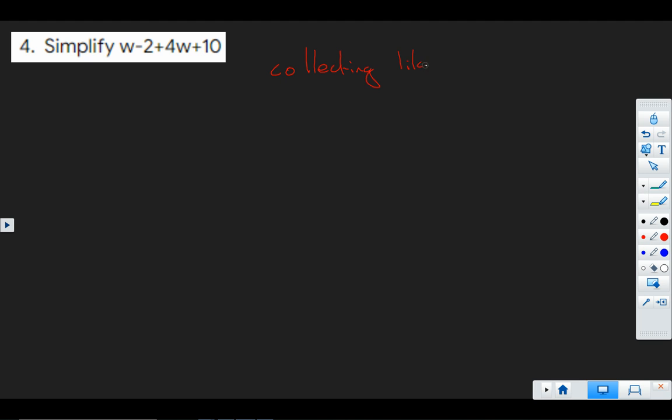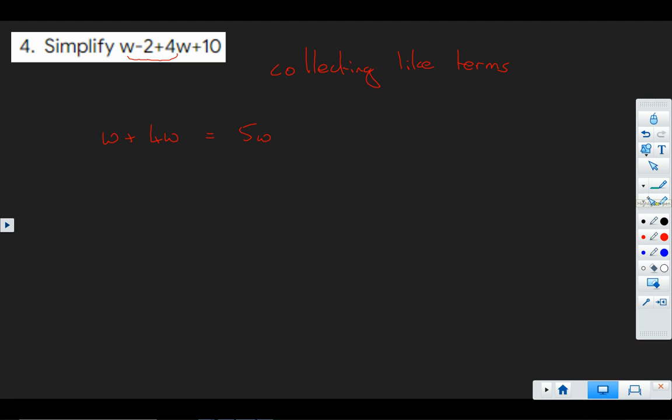Question 4 is an exercise on collecting like terms. And so we're going to deal with the W's first. We've got a W and a 4W. So that's 5W. One window, 4 windows is 5 windows.